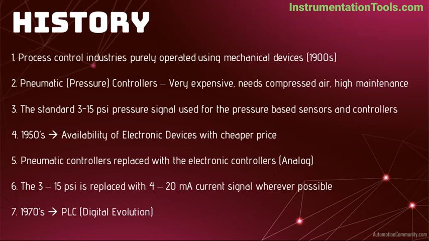In the 1950s, with the evolution of electronics, the analog transmitters started replacing the pneumatic transmitters. The analog transmitters generate an output signal in the range of 4 to 20 mA. The 4 to 20 mA signals solve many issues, provides simple installation and configuration of field instruments. During the 1970s, the evolution of digital systems started with the introduction of programmable logic controllers, PLC.